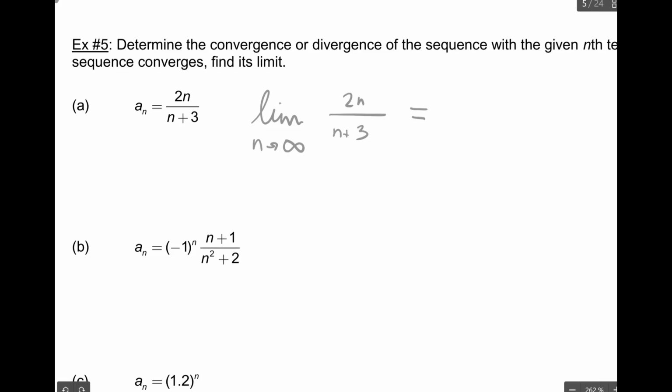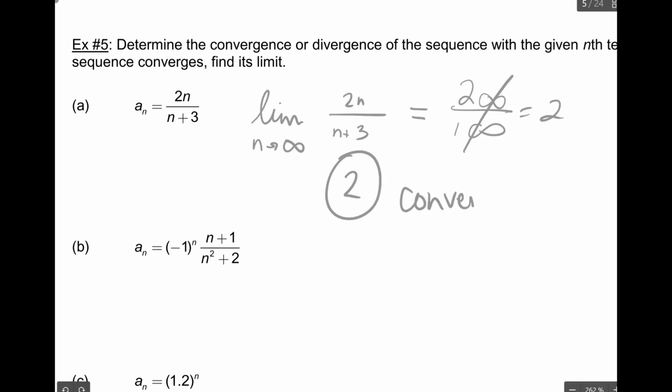This is going to equal what, as n goes to infinity? 2. How do you know? Because if you look at the coefficients, the leading coefficient of the highest degree. Yeah, basically. So it's 2. It converges to 2.